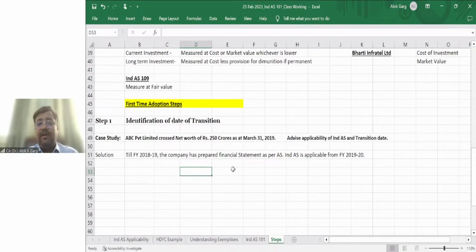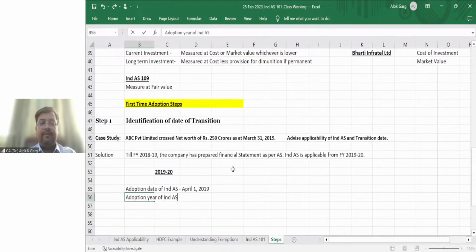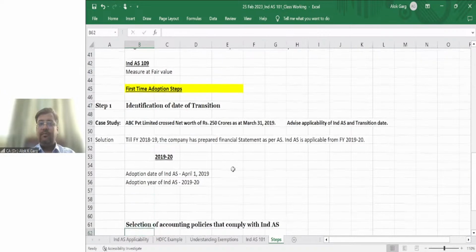Now the question arises. Let's discuss. 1920 is the year when the company will adopt Ind AS. 1920 is the year when Ind AS will be applicable to the company. What is the adoption date? Adoption date of Ind AS. Ind AS will be adopted, the accounting will start from 1st April 2019, right? What is the adoption year? Adoption year will be 2019-20. Is it clear?